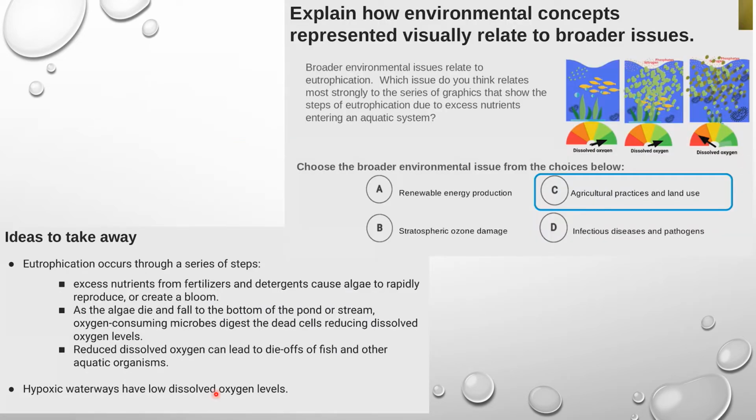Okay, just to remember, eutrophication is where we get the excess nutrients from fertilizers, the algae die, then the oxygen-consuming microbes digest them, and that reduces the dissolved oxygen, and then other fish and organisms die, and that's hypoxic waterways, which leads to a dead zone. And here's your multiple choice practice.